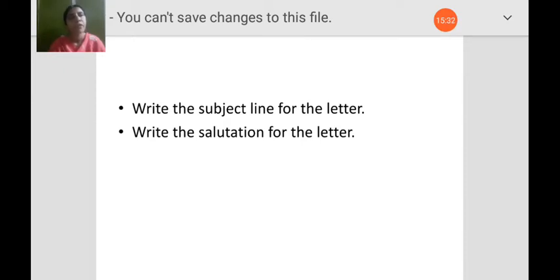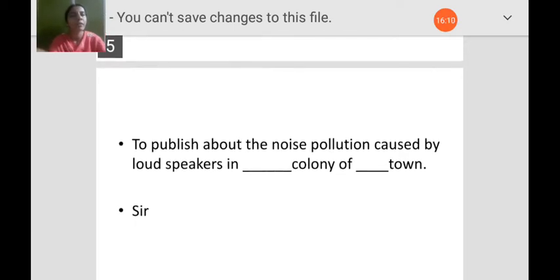Okay, I hope you have written the subject line. Already we discussed that the subject line reveals the broad purpose of writing the letter. That means why you are writing this letter. Once a person looks at the subject line, he understands your intent of writing the letter. And this should be short, as short as possible. And the salutation. Now, let us look at what the subject line for that letter is.